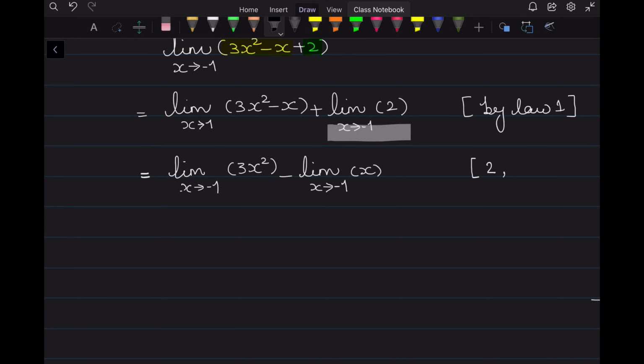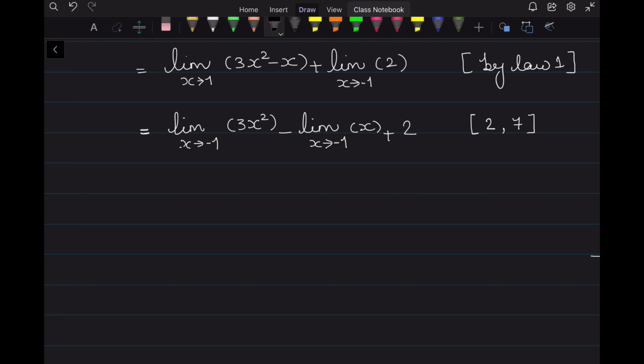Now let's look at this limit. So 2 is a constant. So the limit of a constant is the constant itself. And we proved it in the previous lesson. So this limit will remain 2. And in our list of limit laws, it is at number 7.